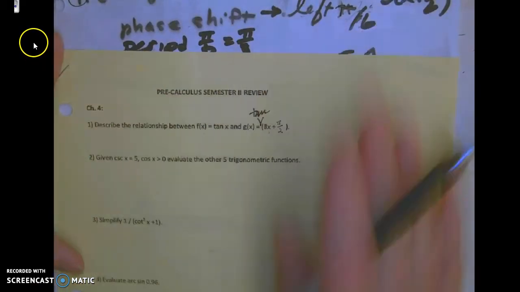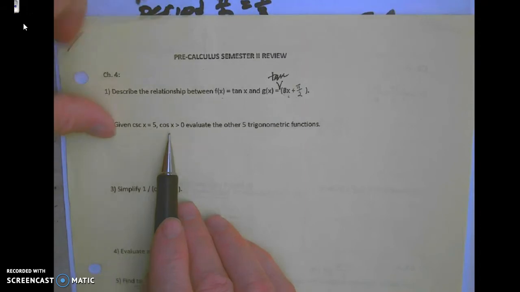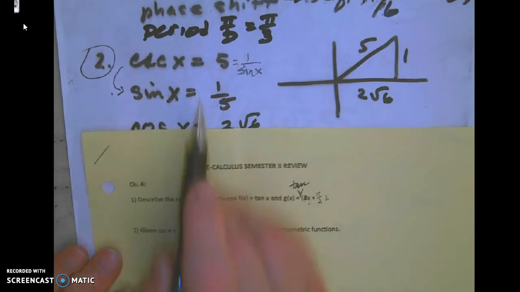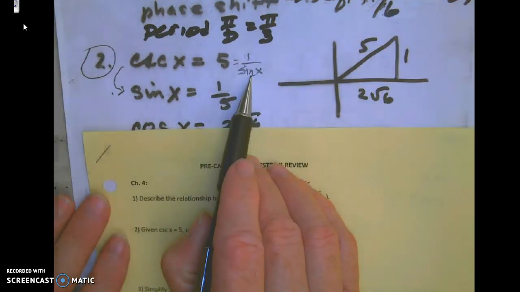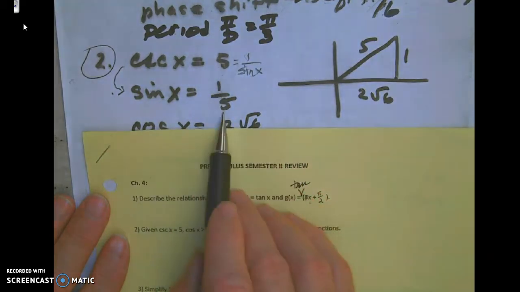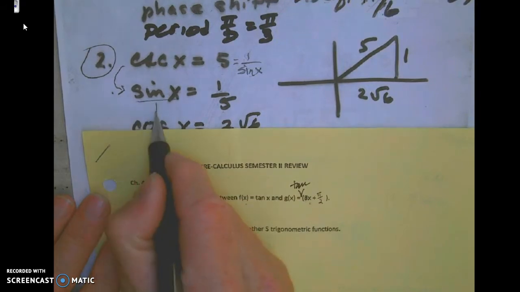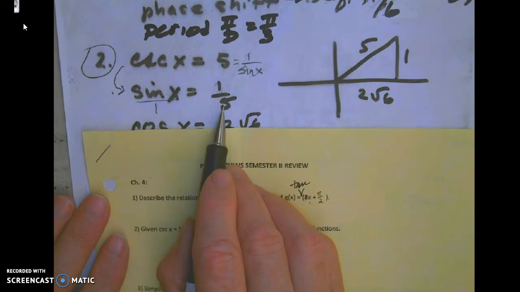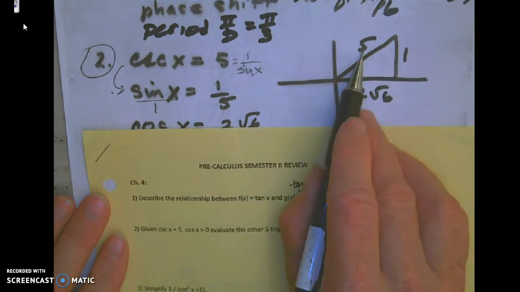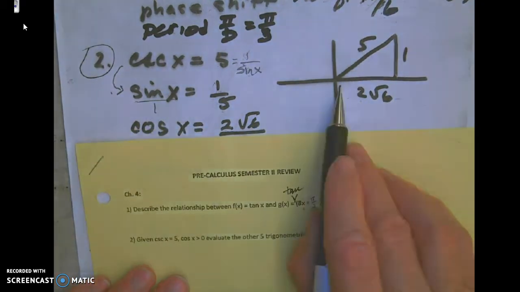For number 2, where they asked for the 5 trig functions, if you're given cosecant of x and cosine is positive, if the cosecant of x is equal to 5, then that means that 5 is also equal to 1 over sine of x. Now, if I flip 5 into 1/5, and I flip this fraction here into sine of x over 1, then I know what sine of x is equal to. It's opposite over hypotenuse. So I have a 1 here for the opposite and a 5 here. Now if I use the Pythagorean theorem, I can come up with this side, which is 2 root 6.